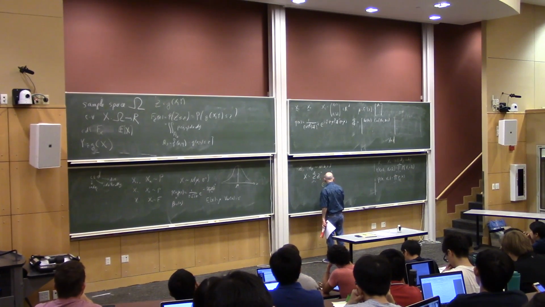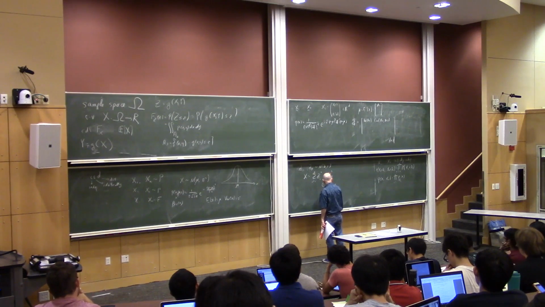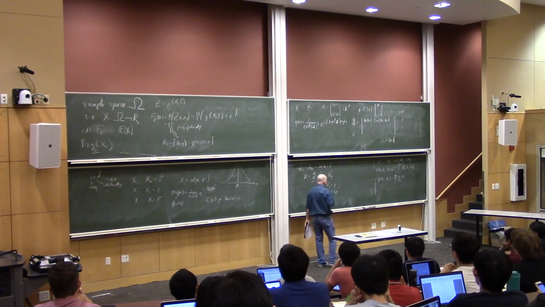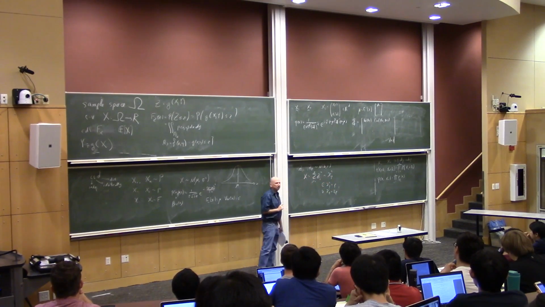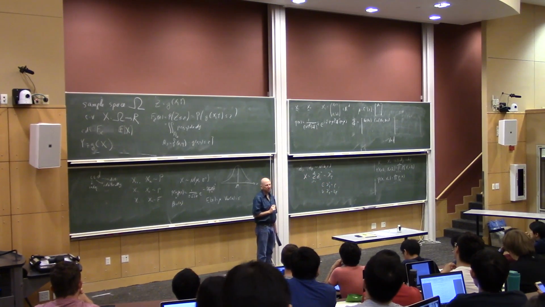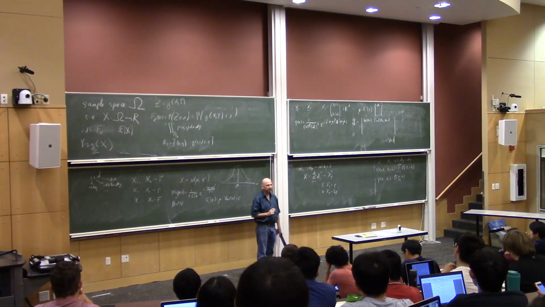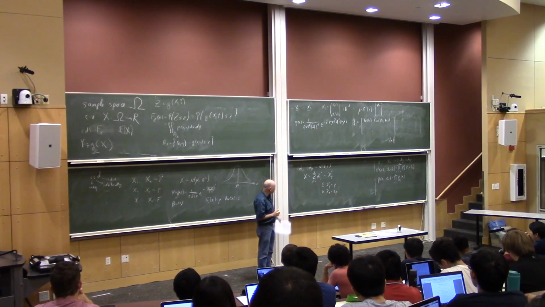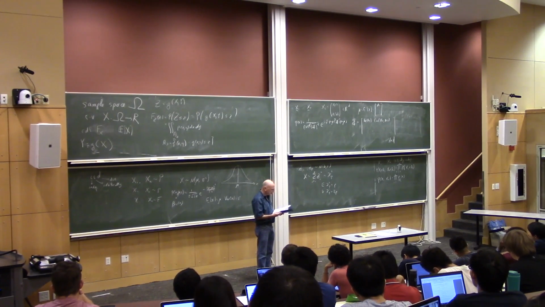This has mean p and variance 2p. That's a good test question: show that the chi-squared has mean p and variance 2p. So chi-squareds come up quite a bit.